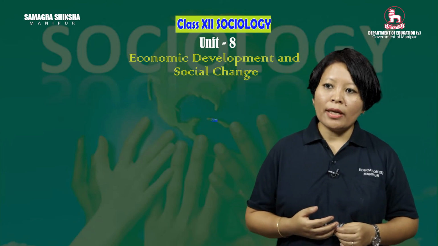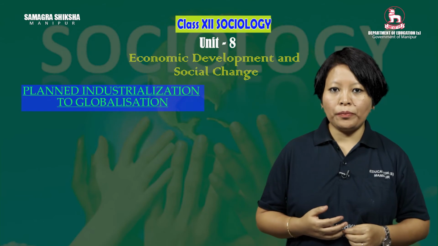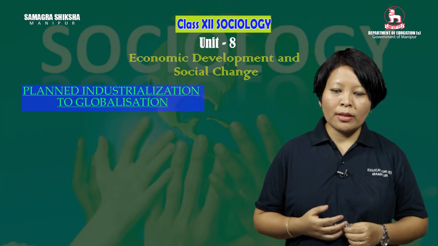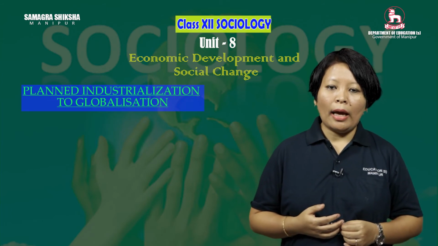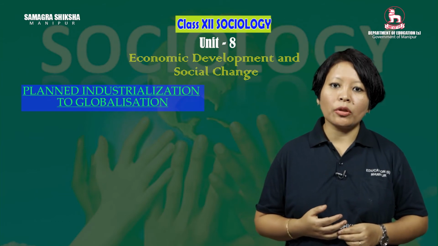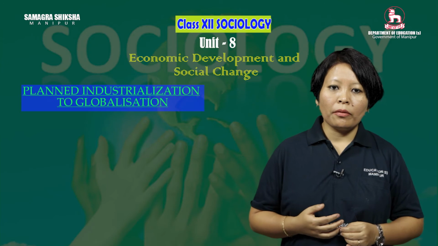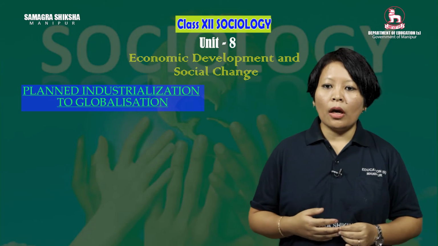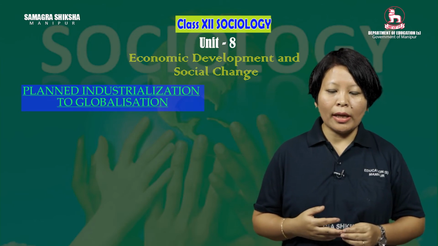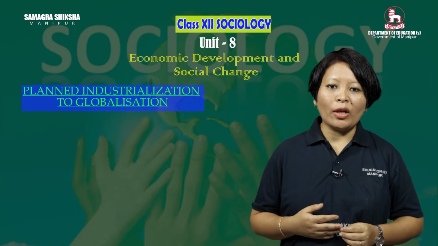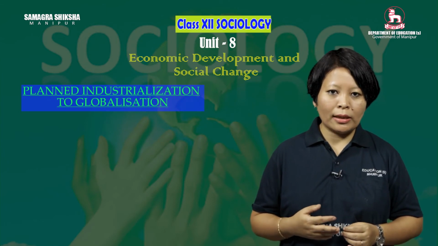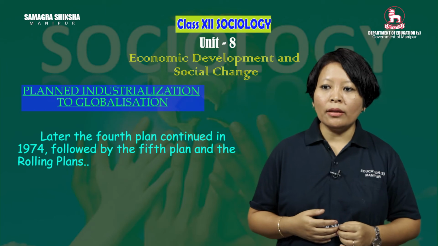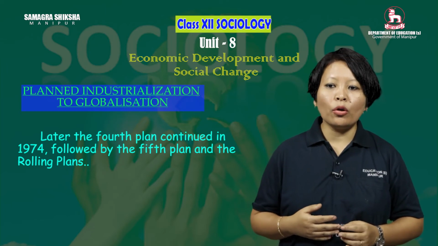Now our topic is planned industrialization to globalization. We all know that the 5-year plan was adopted since 1951, and till 2017 it has continued. The first 3 five-year plans focused on industries and agriculture. After that, because of some failures and the war, there were 3 annual plans between 1966 and 1969. And the 4th plan continued in 1974, followed by the 5th plan.